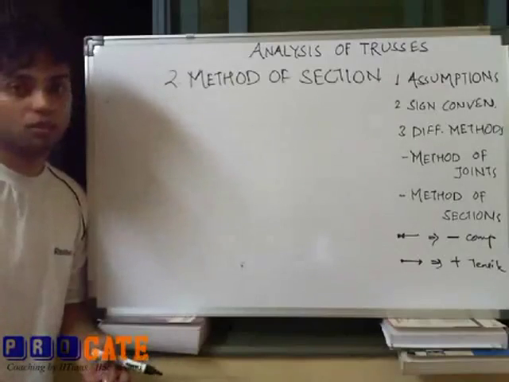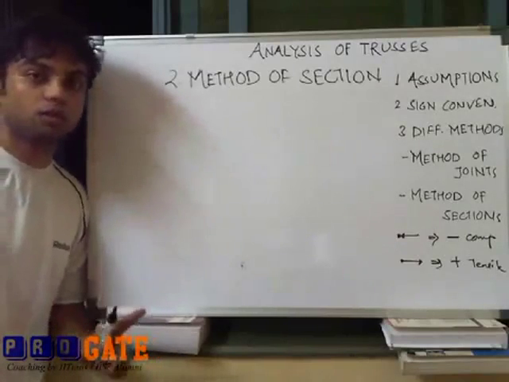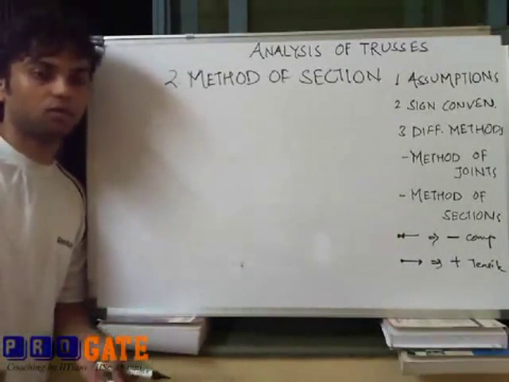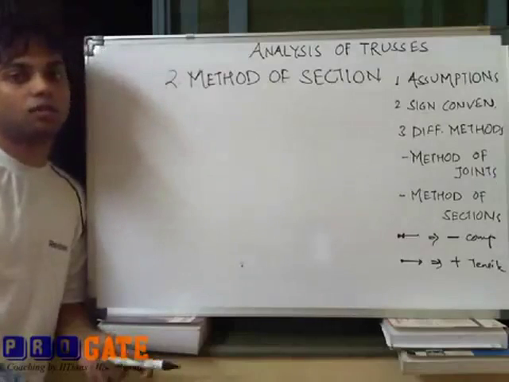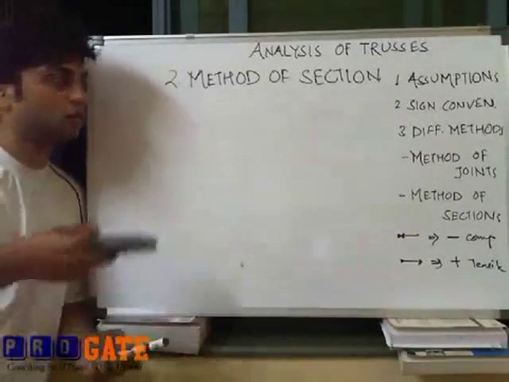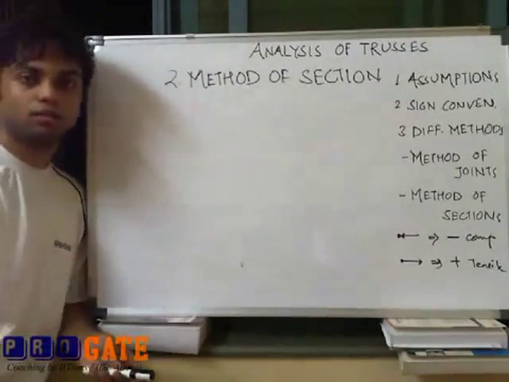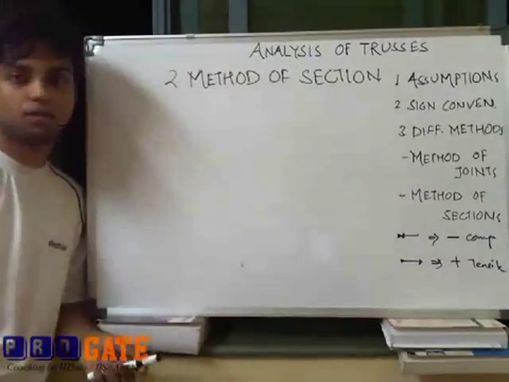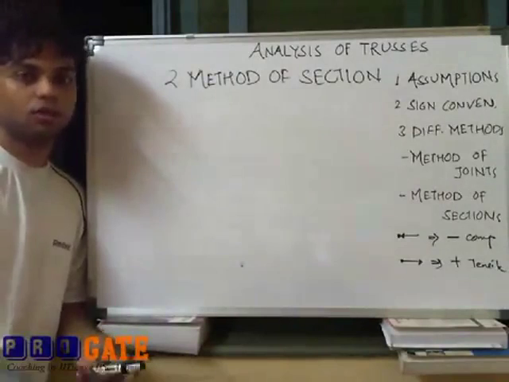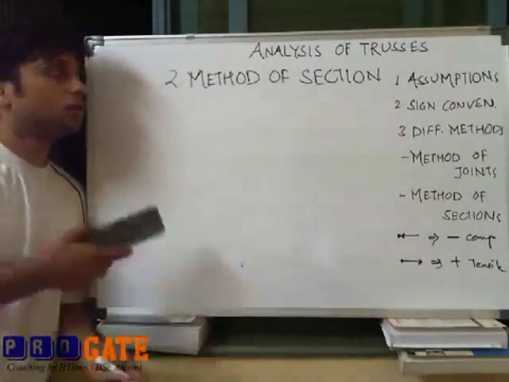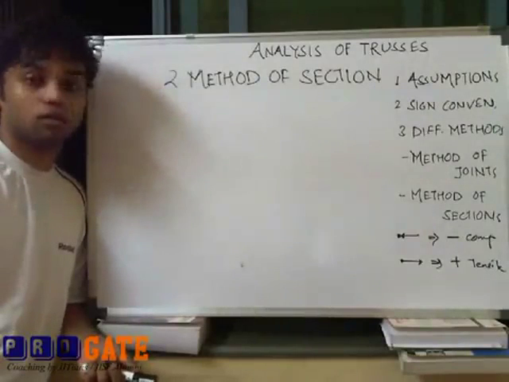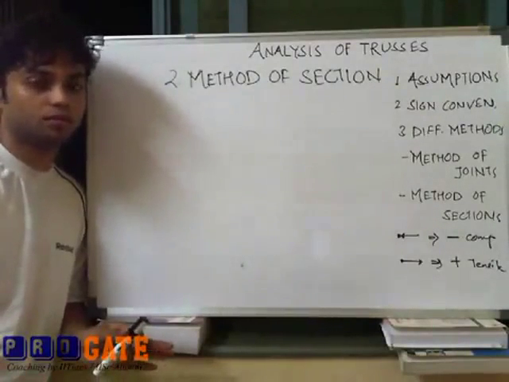Unlike method of joints, we use method of section only when the members of interest are few, or we are interested in finding internal forces in only one or two members. Then we will go for method of section. It has 3 parts, and as discussed, there are some thumb rules which will guide you to decide which sub method of section to use. So that is all about analysis of trusses. Thank you.